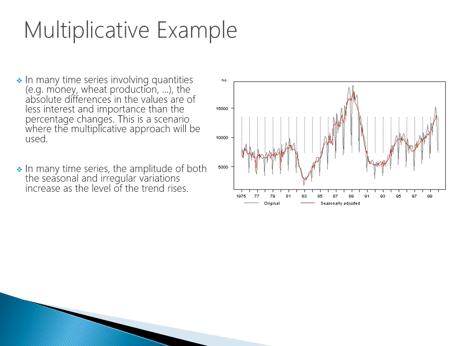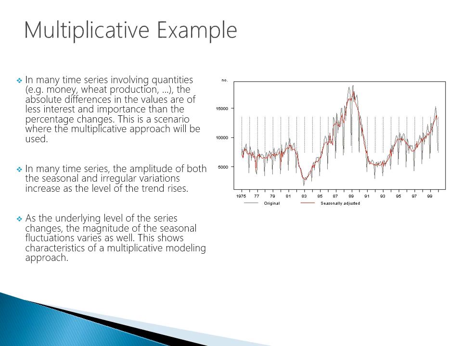In many time series, the amplitude of both the seasonal and irregular variations increase as the level of trend rises. As the underlying level of the series changes, the magnitude of seasonal fluctuations varies as well. This shows characteristics of a multiplicative modeling approach. So as trends are building, we see the peaks and troughs shifting with the trend components, and these are characteristics indicative of multiplicative time series models.